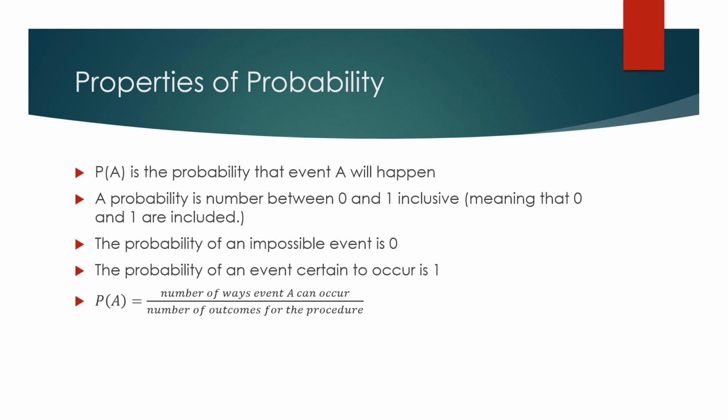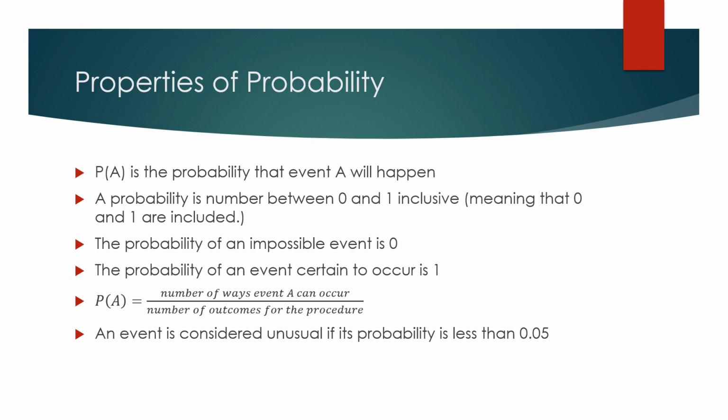The way that we're going to be constructing our probabilities is P of A is equal to the number of ways event A can occur divided by the number of outcomes for the procedure. So this is basically your traditional part over whole. If that's how you looked at fractions, it's going to be almost the exact same thing here.